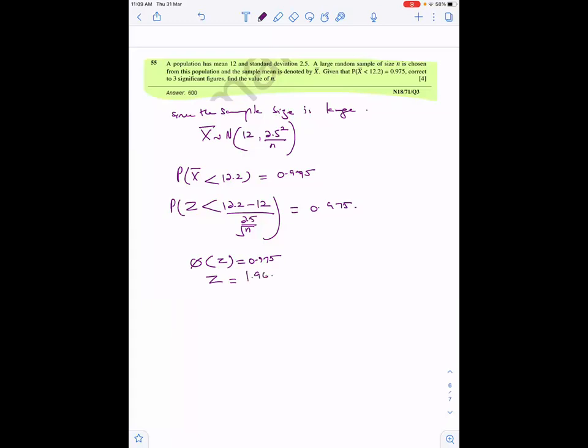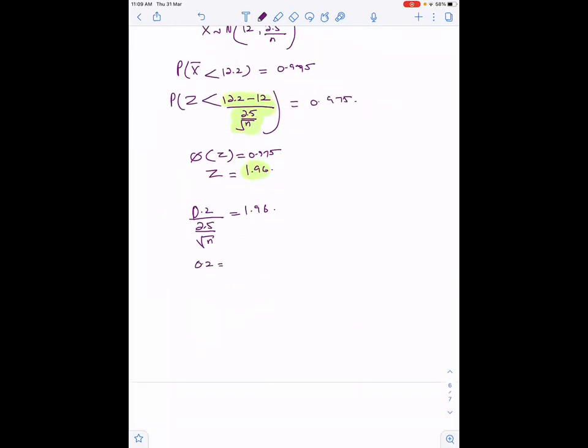Once we know that the value of z is 1.96, what is z equal to? It is equal to this. So you have to equate it: 12.2 minus 12 is 0.2 upon 2.5 upon, this is the standard deviation, so don't just square root it, upon root n equals 1.96. Cross multiply: 0.2 equals 1.96 into 2.5 upon square root of n. Okay, so I'm solving this. I'm going to first cross multiply 0.2 into square root of n equals 1.96 into 2.5.